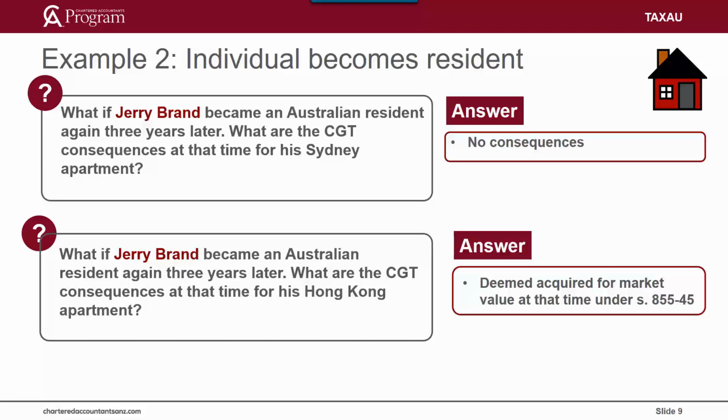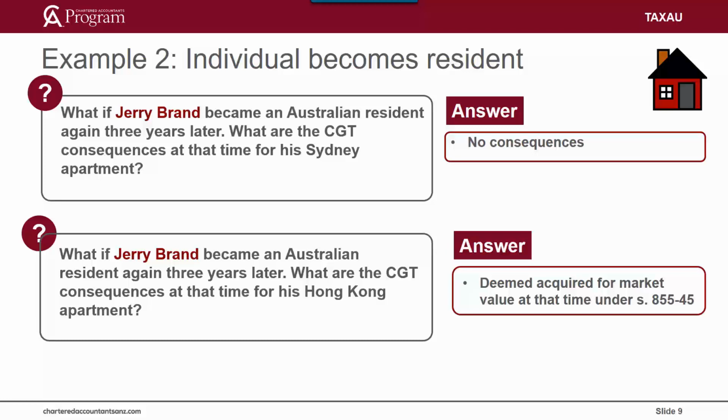Or in other words, if Jerry had sold his Hong Kong apartment before returning to Australia, that is, while he was a non-resident, there would be no taxation implications for him in Australia at that time. He was deemed to have disposed of the asset when he became a non-resident. However, if he sells his Hong Kong apartment after he returns to Australia, that is, while he is a resident, he'll be subject to tax in Australia on the difference between the market value at the time he became a resident and the capital proceeds he receives on the actual disposal.